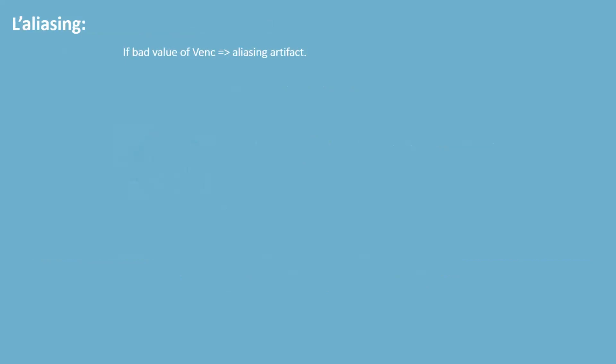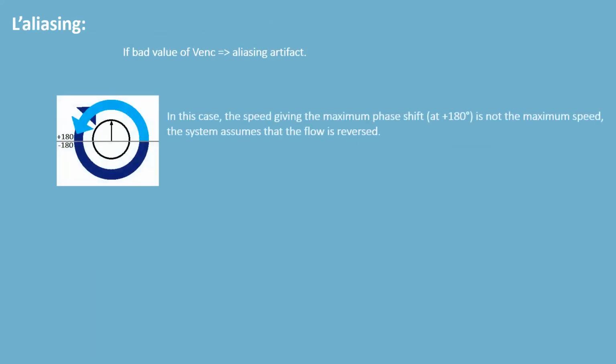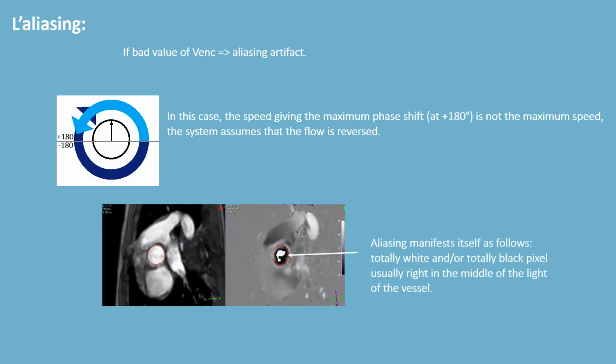The aliasing artifact is a wrong value of the velocity. In this case, the speed gives a maximum phase shift, but it's not the maximum speed, and the system assumes that the flow is reversed. So here we can see the aliasing manifest itself. It's totally white or totally black. It's a reversed pixel right in the middle of the lumen. You can see here the image of the lines.